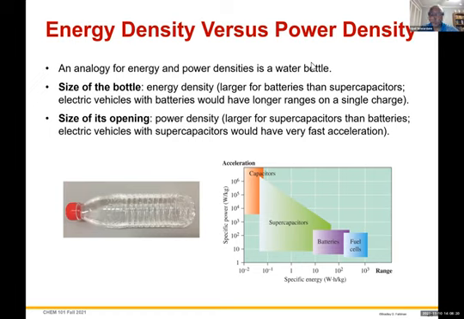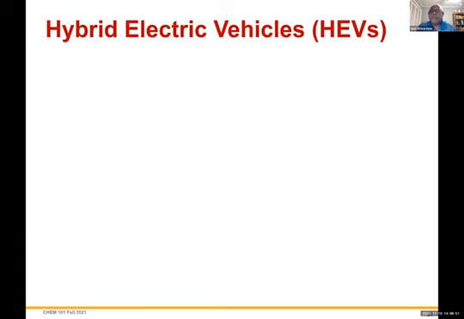I'm stuck here. To storage batteries in the hybrid electric vehicle, plug-in hybrid vehicles, electric vehicles. We're going to talk about this.